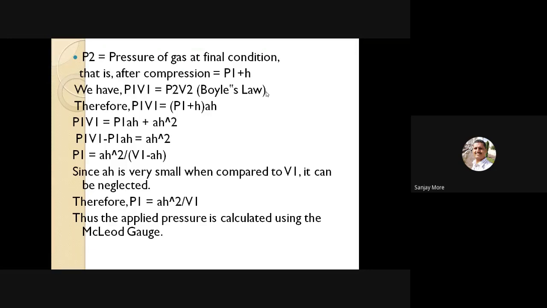Since AH is very small, it can be neglected. Therefore, P1 is equal to AH square divided by V1. This is how the applied pressure is calculated using the McLeod gauge. Okay.